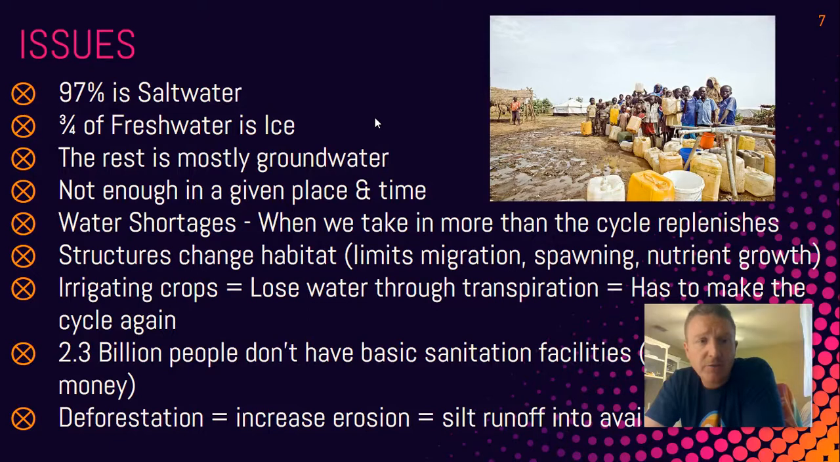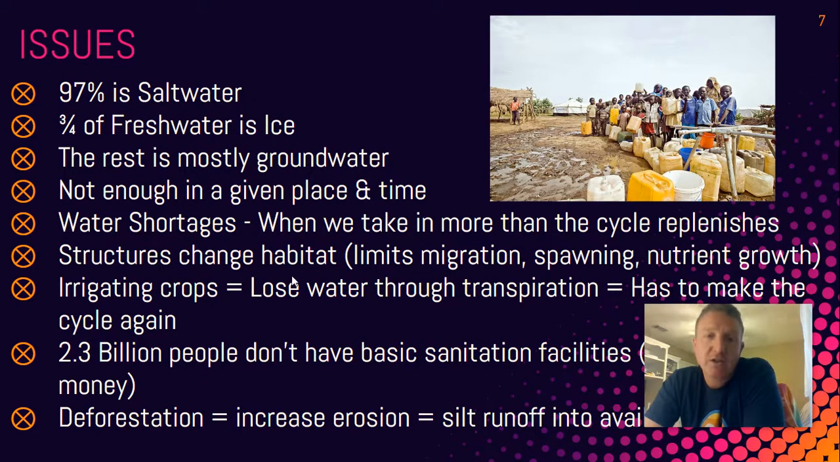What are issues that come from that? 97% is salt water, so it's your ocean water. Three quarters of fresh water is ice, which is what we were talking about earlier. A lot of the water that is there is inaccessible. The rest is mostly in the ground, and there's not enough in a given place and time. Then there are water shortages. We don't see this much because we live in a place where there's not much water shortage, but there are many places, third world countries, that have water shortages. That's when we take more than the cycle can replenish.